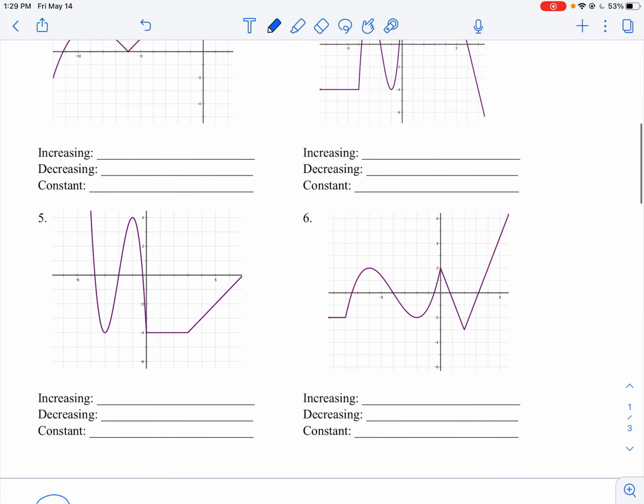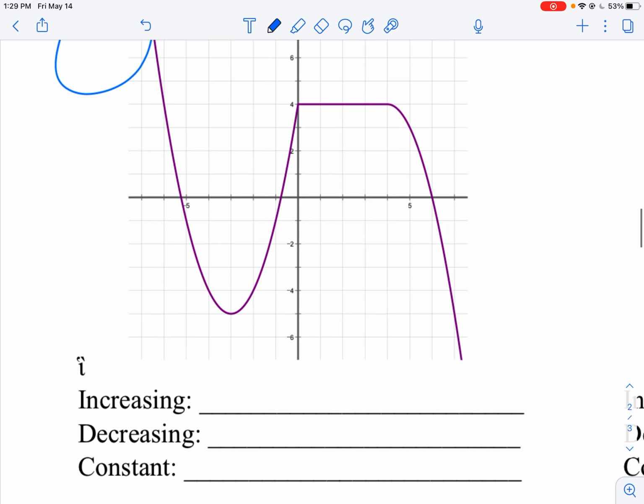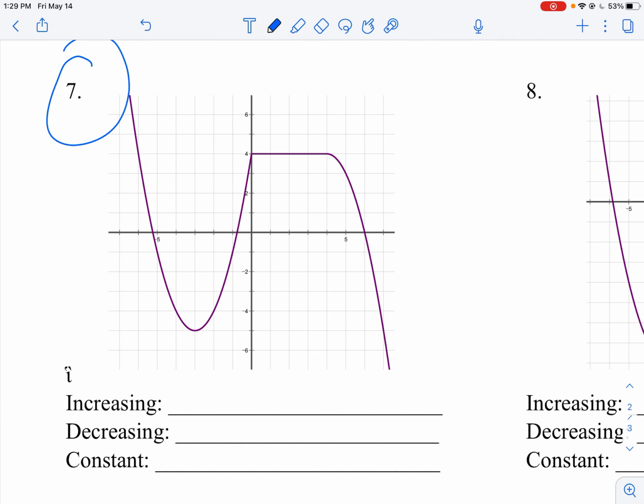All right, let's try one more, see if you can do it all by your lonesome. Go ahead and pause the video, see if you can write down all of your intervals, and we'll have you check in a moment.